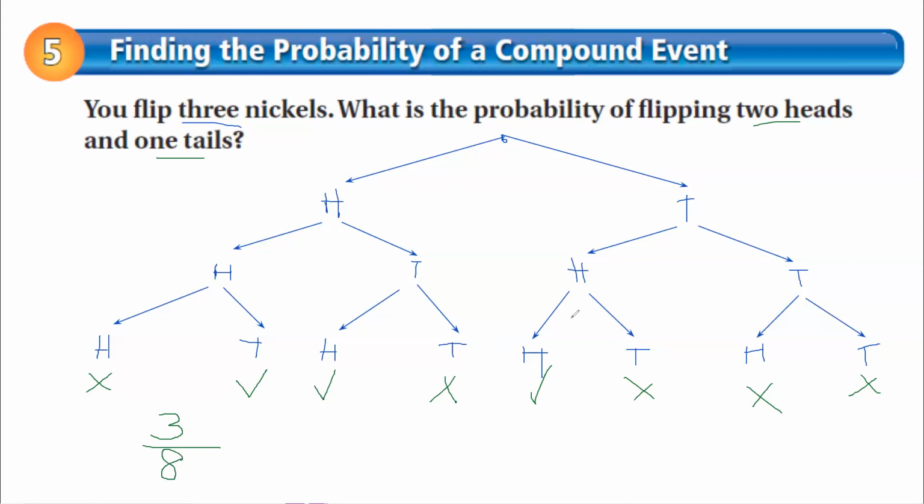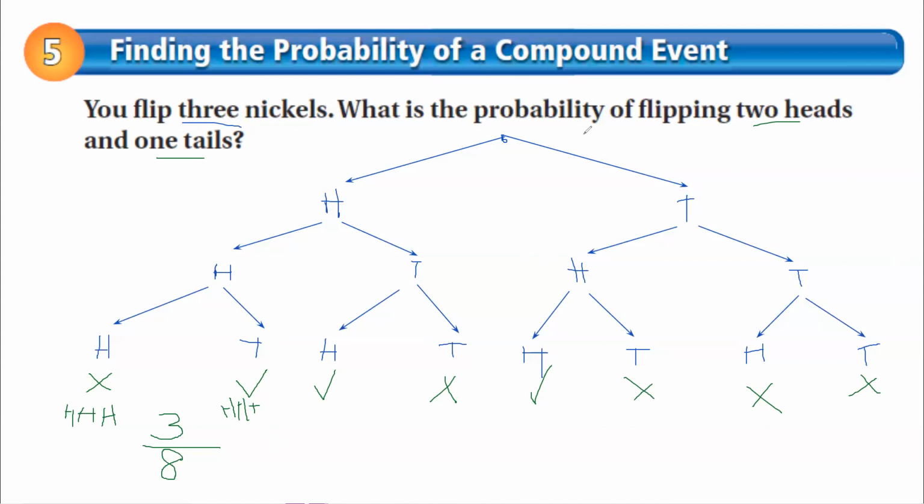If your tree diagram isn't as organized and it's harder to see, you can always go heads, heads, heads, and just write that down. At the end, you can see what has happened. This one's heads, heads, tails, heads, heads, tails. That's another trick if you're having trouble seeing the organization. It's going to help you out a lot if you give yourself a lot of room to make these tree diagrams like how I did here.